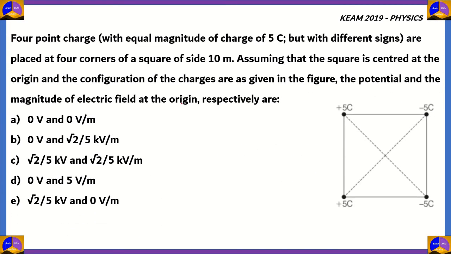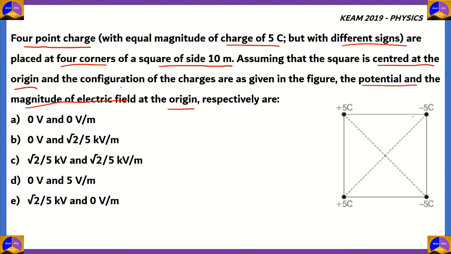Let's look at the final question of this episode. 4 point charges with equal magnitude of charge of 5 coulombs but with different signs are placed at 4 corners of a square of side 10 meters. Assuming that the square is centered at the origin and the configuration of the charges is as given in the figure, the potential and the magnitude of electric field at the origin respectively are.